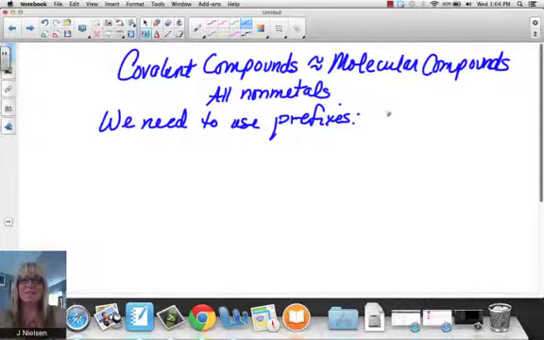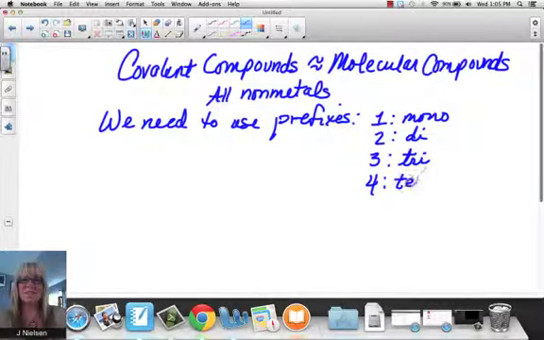The prefixes that you need to use are: 1 is mono, 2 is di, 3 is tri, 4 is tetra, 5 is penta, 6 is hexa. I could do 7, 8, 9, 10, but they're not the most popular. 7 is hepta, 8 is octa, 9 is nona, 10 is deca.